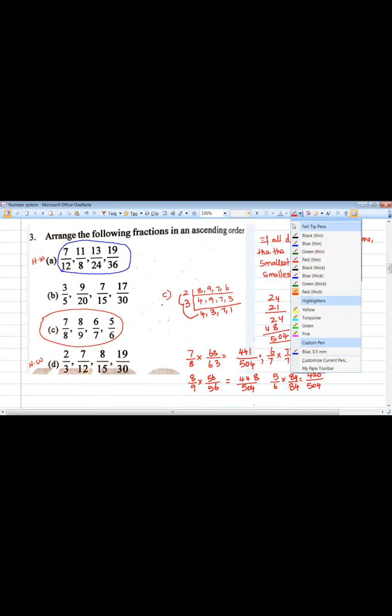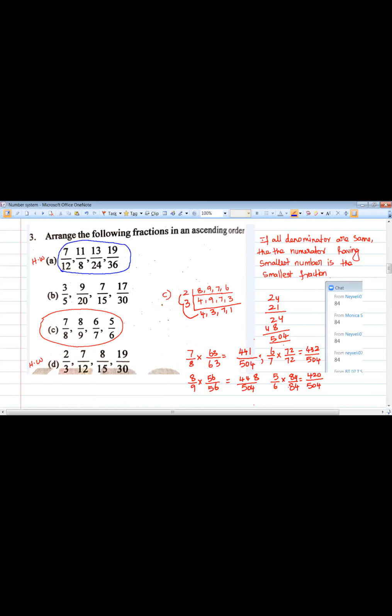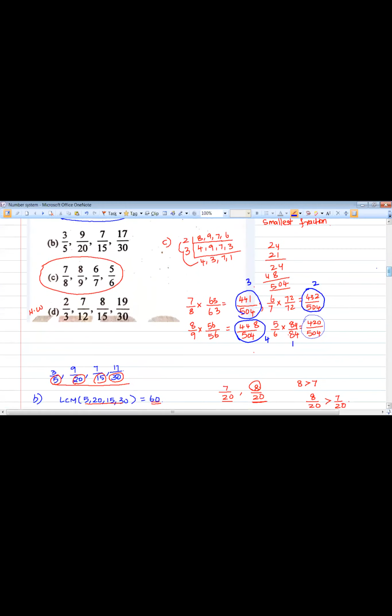Yes. So from this you can say very directly which one is the smallest one. 420 by 504 is the smallest one. So this holds first place. What about the next smallest one? This 432 by 504 will get second place. What about the third one? This one, third. What about this one? Fourth place.